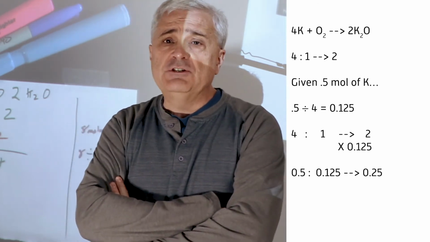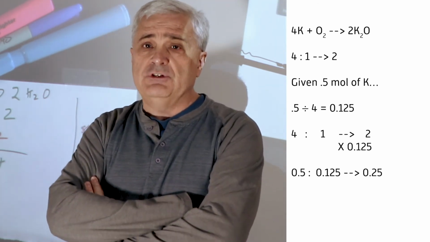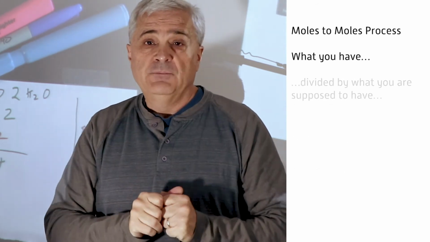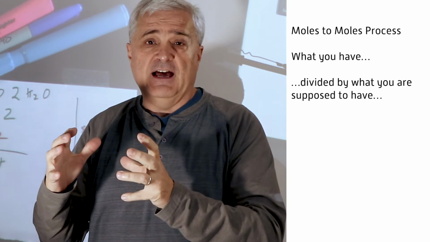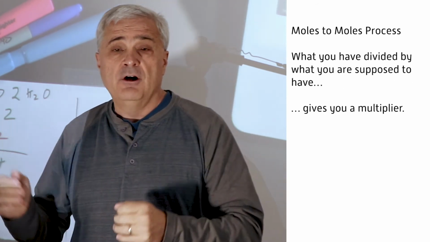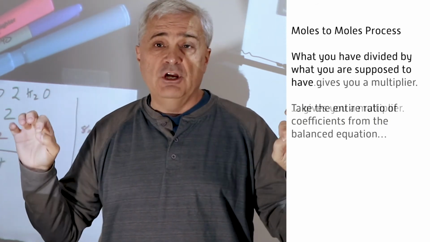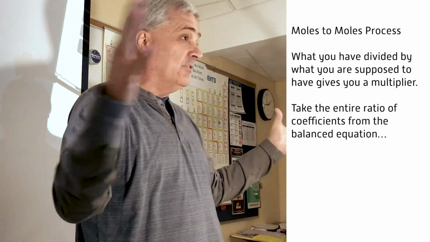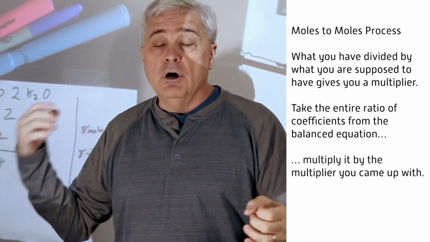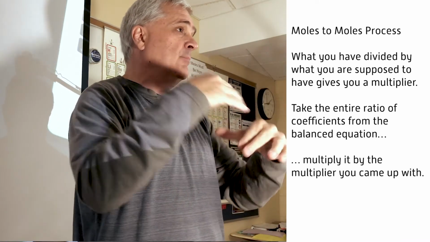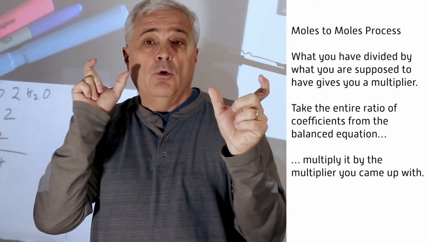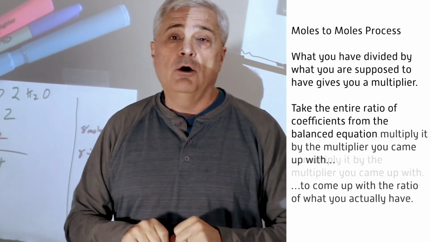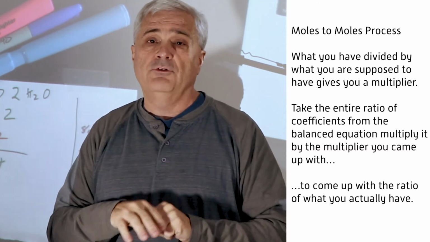So the process is really simple. If you can just do the same thing every time, and the process is this: what do you got divided by what are you supposed to have, and that gives you a multiplier. And then take the entire ratio, whatever it is, 6 to 2 to 3, or 5 to 9 to 28, or whatever, take that ratio, multiply it by that multiplier that you came up with. What do you got divided by what you're supposed to have times everything? And that will give you a way of going from moles to moles in any situation.